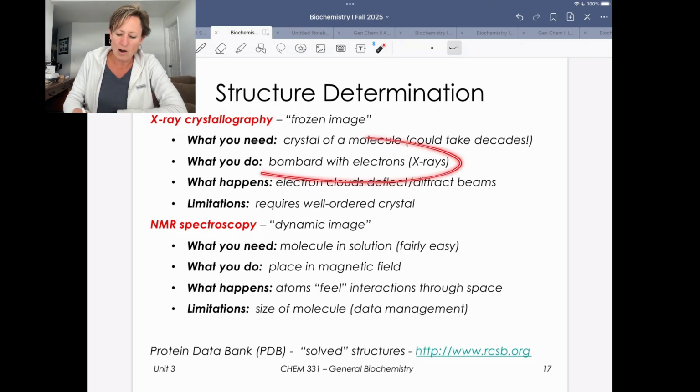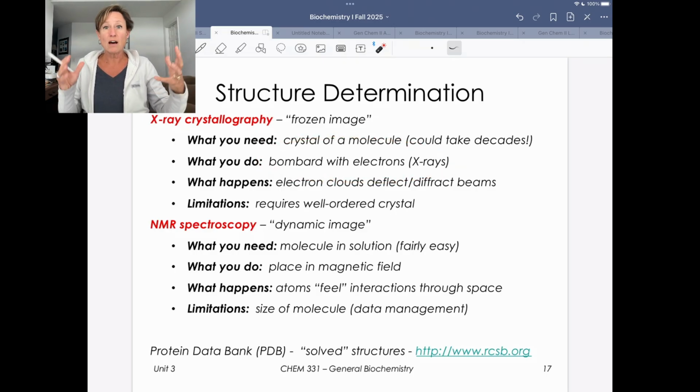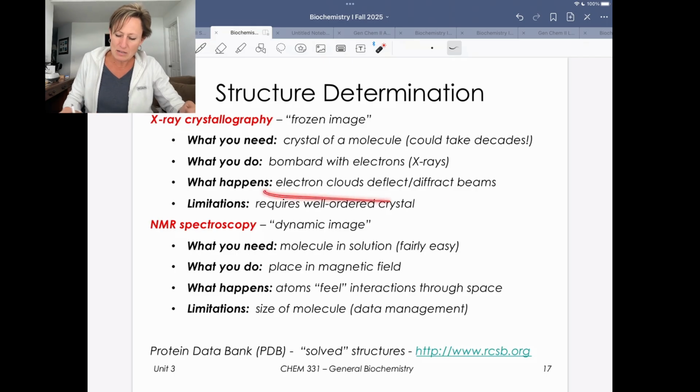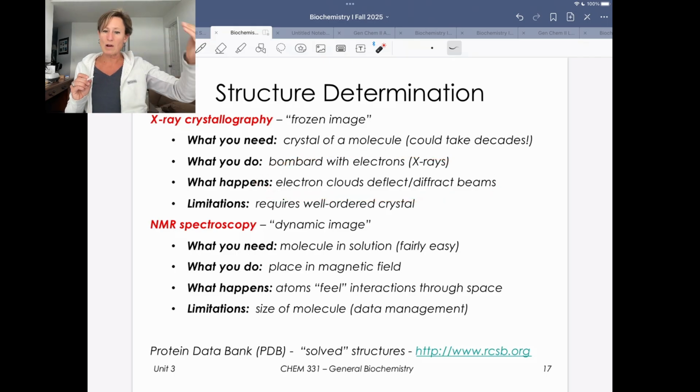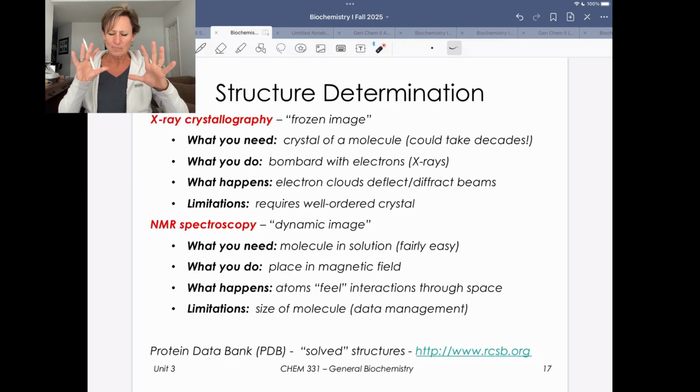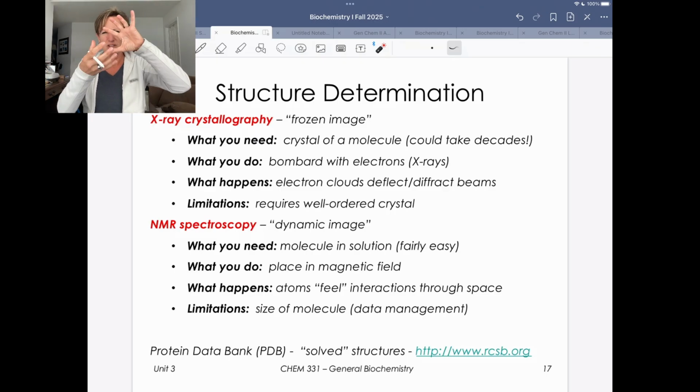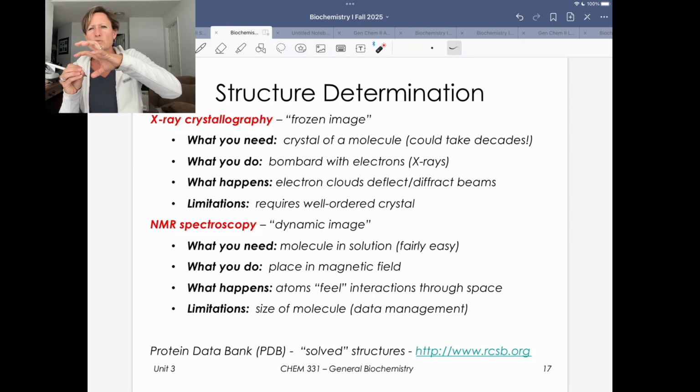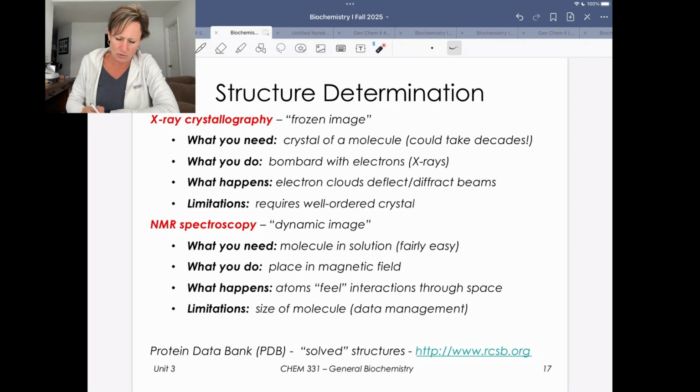And what you do is you bombard that crystal with X-rays, which essentially are electrons. And what happens is that those electron clouds around atoms are going to deflect or diffract the beams of electrons that are coming at it and essentially create a shadow of where atoms are. And then since you know the primary sequence of your protein, you can then sort of map on, well, this shape sort of looks like it could be a leucine residue or a glutamic acid residue. But the limitation of this is it really requires a very well-ordered crystal structure, and it, again, could take decades.